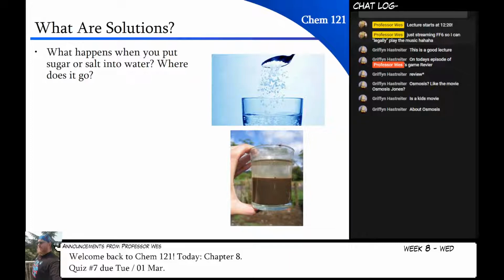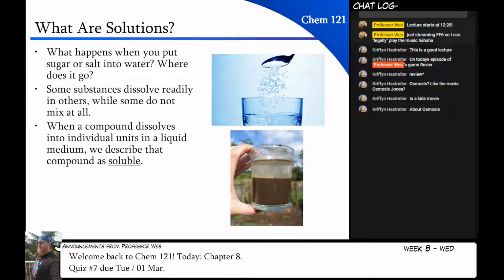Solutions obviously have the stuff that is dissolved into them, but you may or may not be able to see it. So in the top example, if you pour salt or sugar into water and you stir really readily, it appears to vanish. Whereas if I put some sand or mud or silt into water, all of that collects at the bottom. And no amount of shaking is going to cause that to dissolve into the solution.